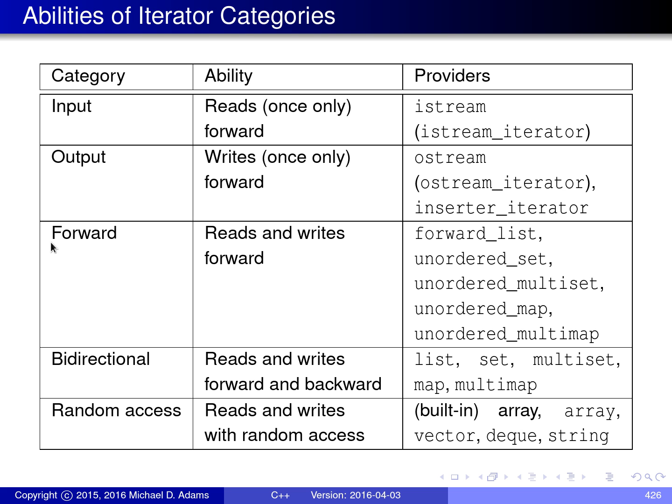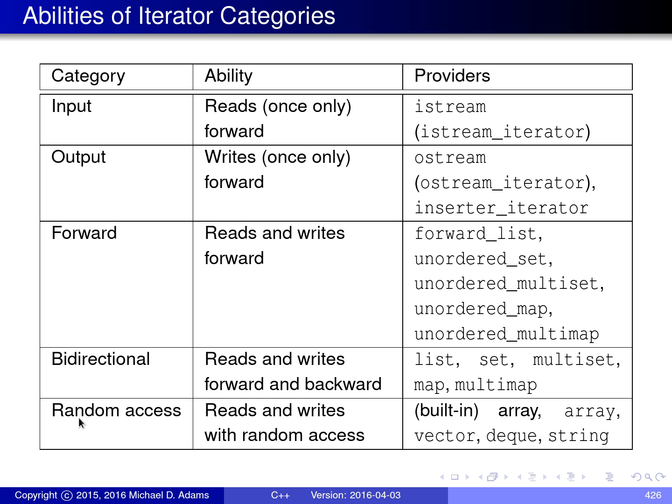The next category is a forward iterator. It can be used to both read and write data, but it can only be used to access the data in the forward direction. And some examples of classes that provide this are forward_list, unordered_set, unordered_multiset, unordered_map, and unordered_multimap. The next category is bidirectional iterators. With bidirectional iterators, you can both read and write data in both the forward and backward direction. Some classes that provide this type of iterator are list, set, multiset, map, and multimap.